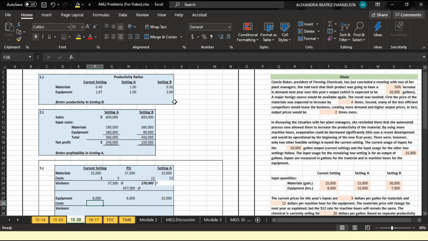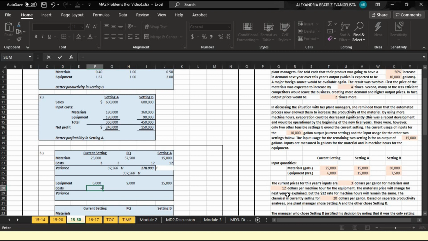So for the costs, that is $12, because it is stated here in the problem that the current price for this year's inputs for machine hours, or for equipment rather, is $12 per machine hour. And then for PQ, we're just going to split the prices. So on this side, that is $12, and then for this side is $12 as well. And then this one is $12 also.